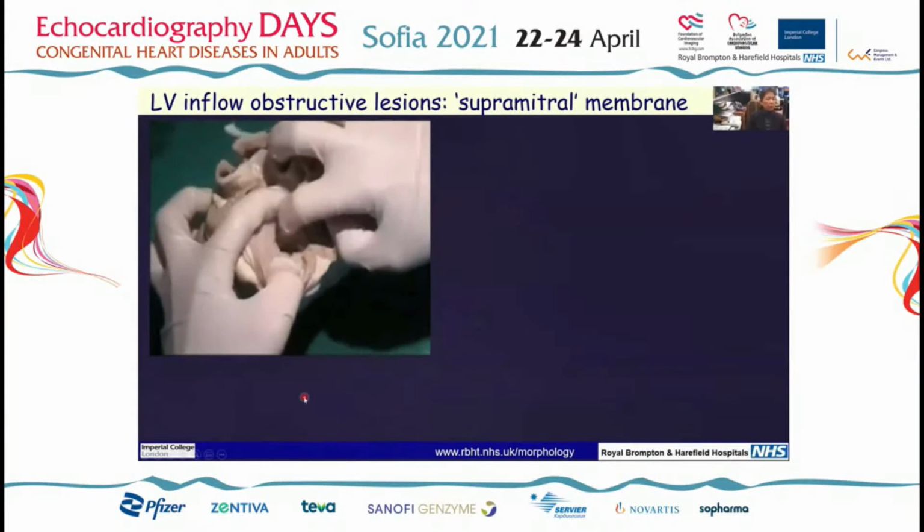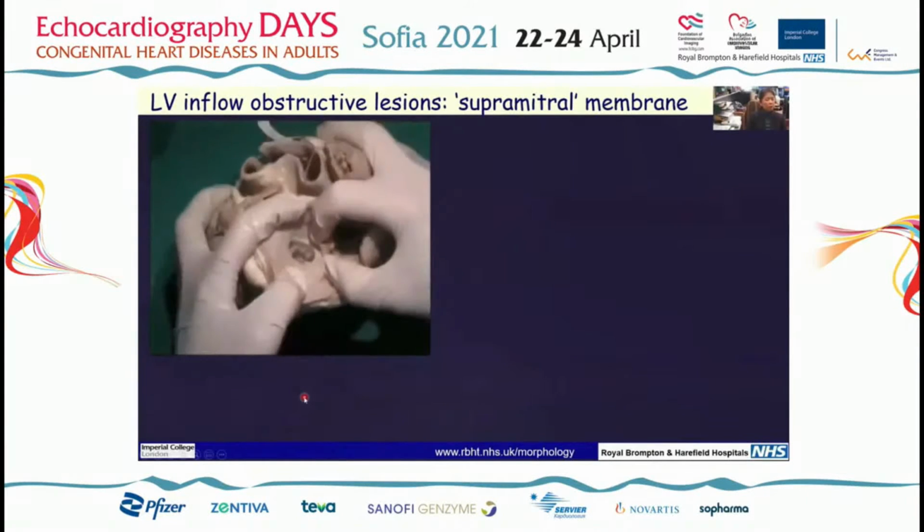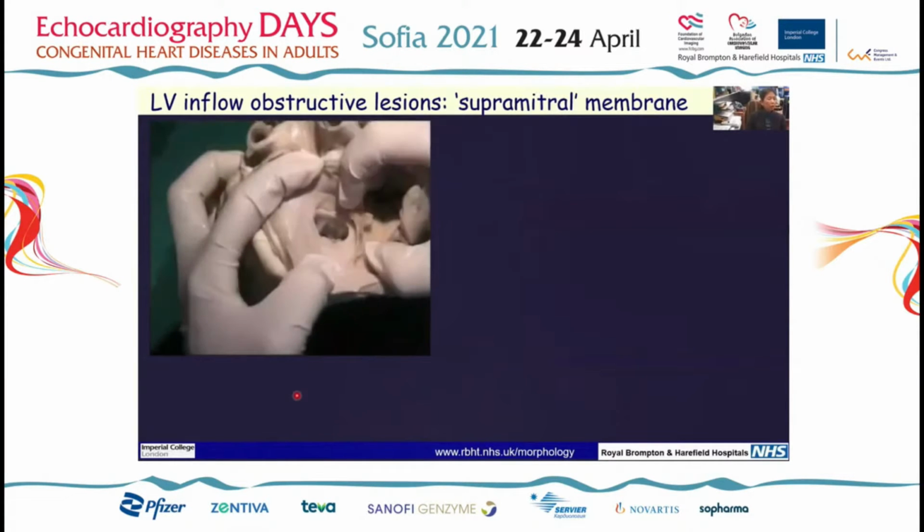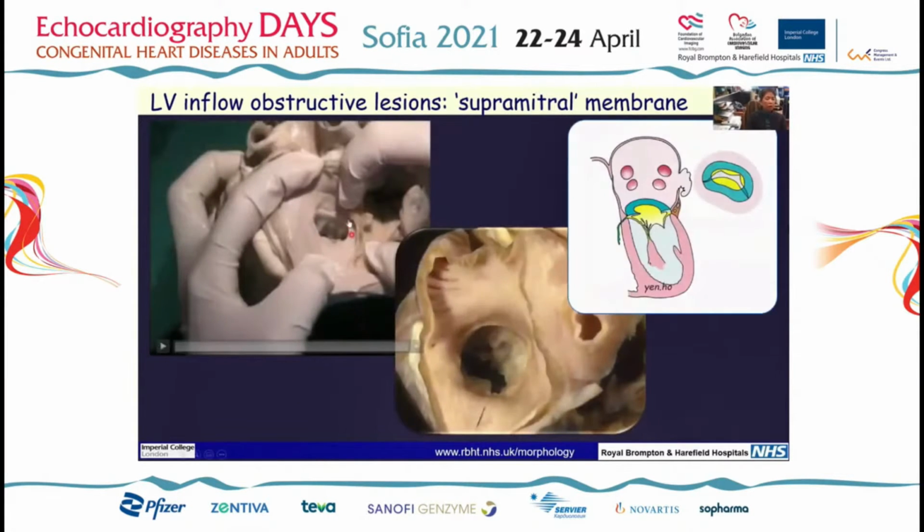This is an adult heart that had been transplanted, or rather, an explanted heart. You're looking down the left atrium, you see this membrane, and the still image shows you a slightly less impressive membrane. This is the configuration. This is a membrane to be distinguished from a cor triatriatum kind of situation, because this membrane is just sitting right on top of the mitral valve leaflets.